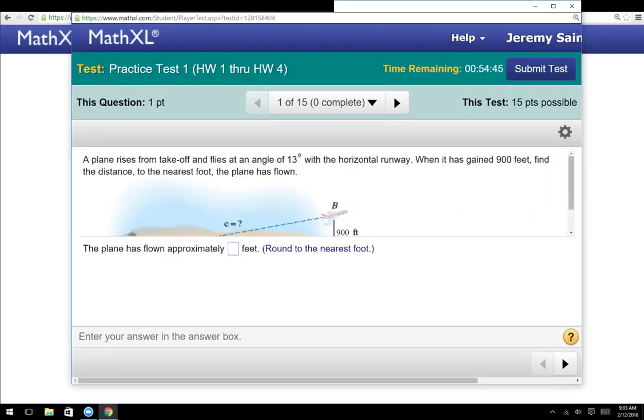Okay. So, a plane rises from takeoff and flies at an angle of 13 degrees with the horizontal runway. When it has gained 900 feet, find the distance the plane has flown, to the nearest foot. So, they're nice enough to draw us a picture to say, hey, we want the hypotenuse. We have the height. The angle's 13. So, the 900, is that opposite or adjacent? Opposite. So, if we have opposite and we want hypotenuse, we're going to use sine.